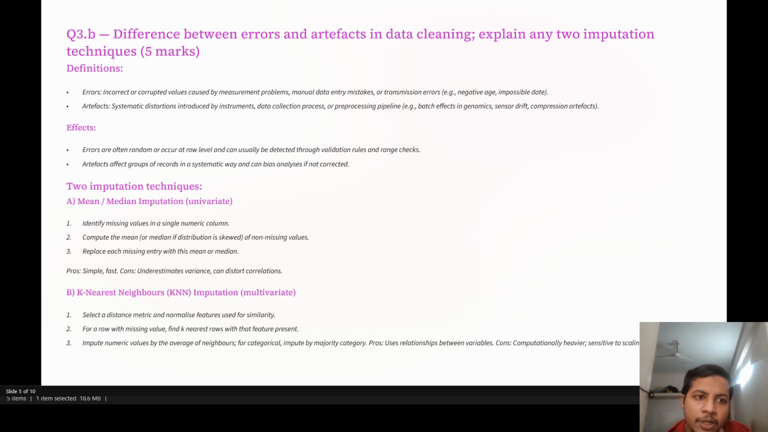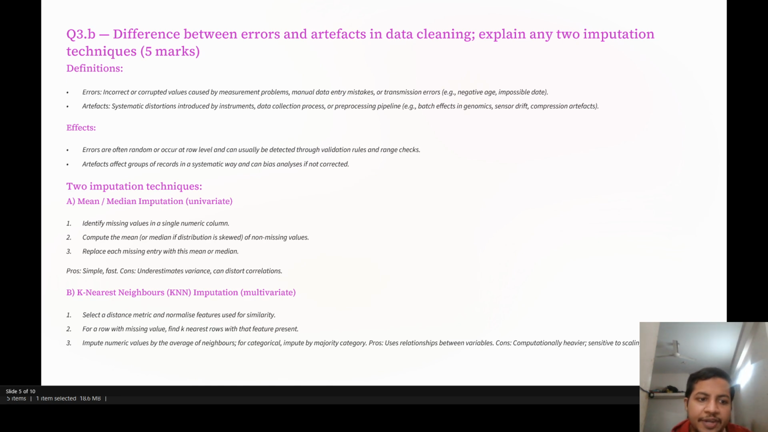Now talking about artifacts. Artifacts come in during data processing, when we process the data in the cleaning process. They are systematic distortions introduced by the instruments we use, the data collection process, the way we collect the data, or the pre-processing pipeline. Examples: batch effects in genomics, sensor drifts, compression artifacts. Now, what are their effects? Errors are often random or occur at a row level and can usually be detected through validation rules and range checks. Artifacts affect groups of records in a systematic way and can bias analysis if not corrected.